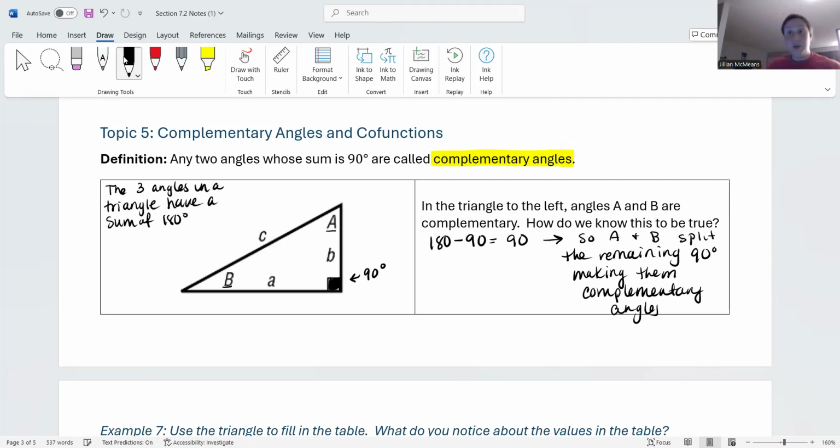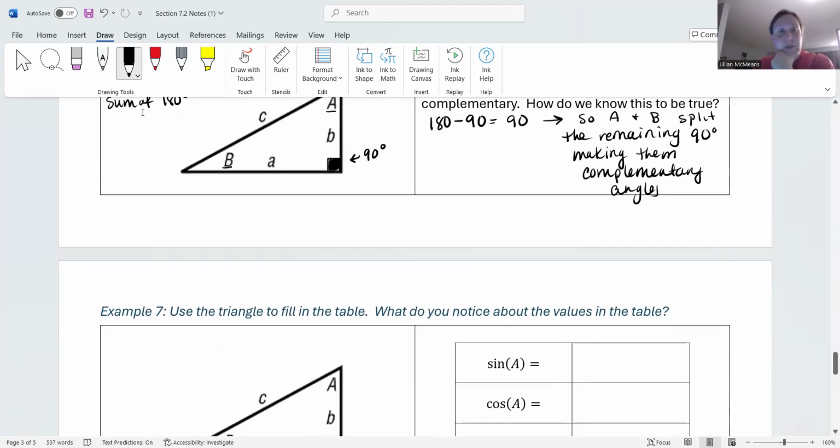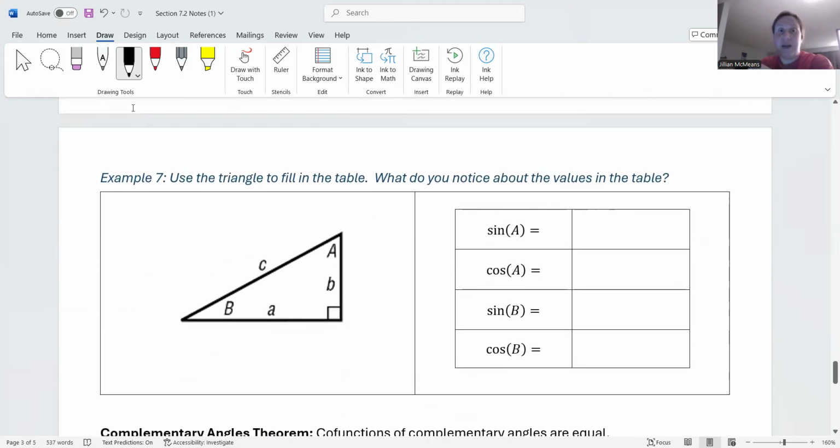Okay. And there are two types of triangles that are super important that we just love to work with in trigonometry, called a 30, 60, 90 triangle and a 45, 45, 90 triangle. That all plays off of this right here, but we'll deal with those in another section. Example 7 says use the triangle to fill in the table. What do you notice about the values in the table?